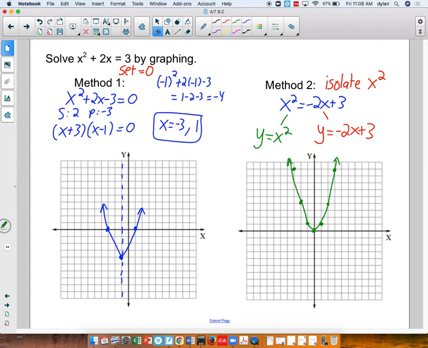And then our y equals negative 2x plus 3. So this is a linear function, so we're going way back, right? We have a y-intercept of 3. And we're going down to over 1 and up to over 1 as well. And so that gives us our linear function.